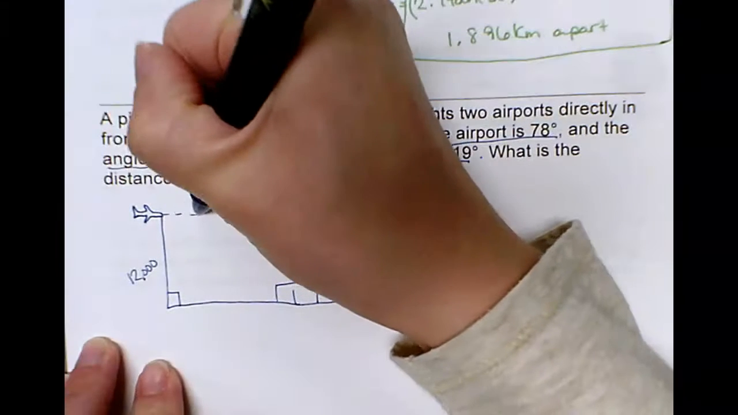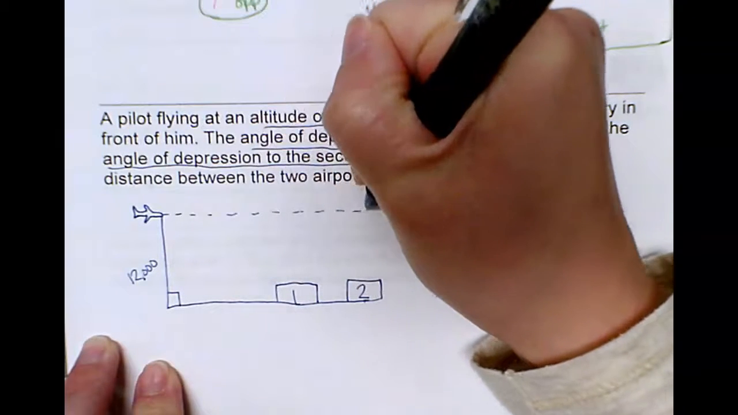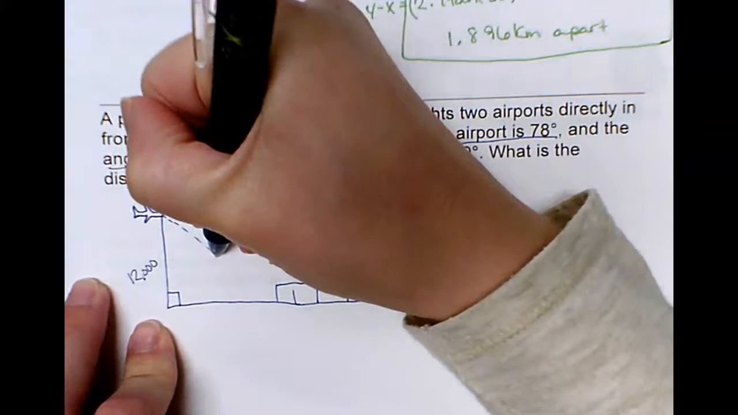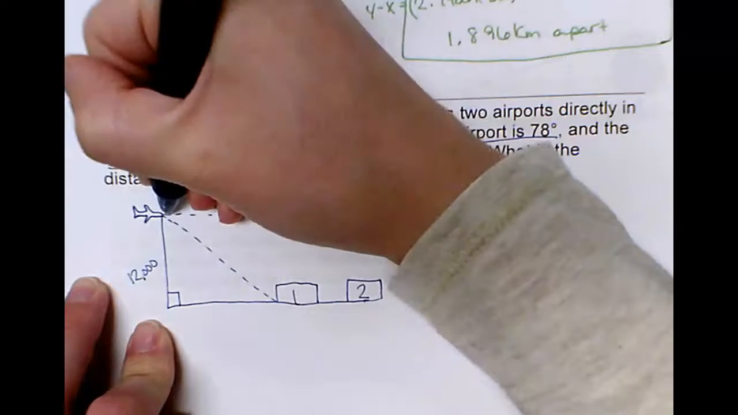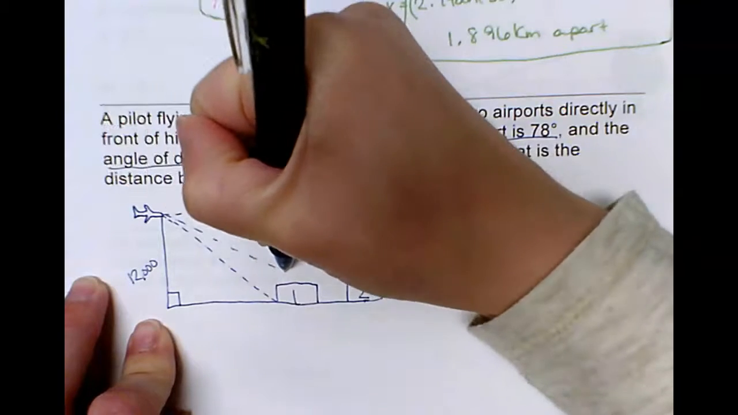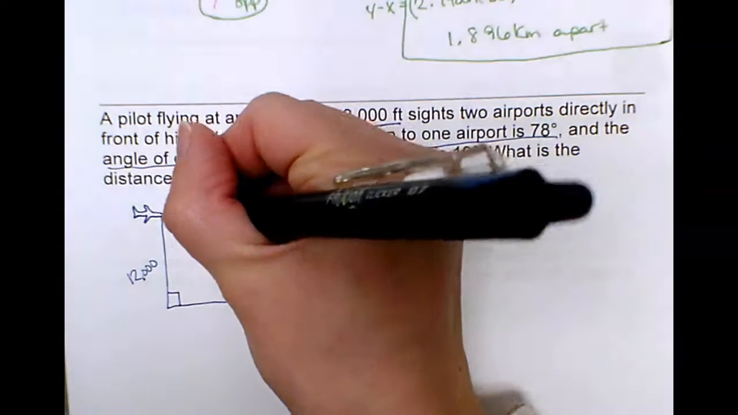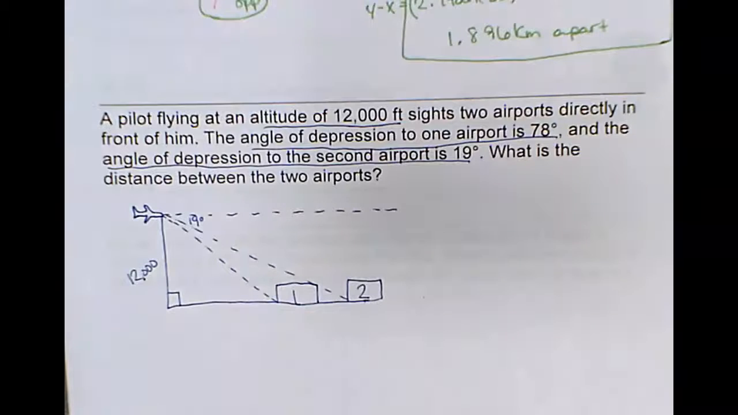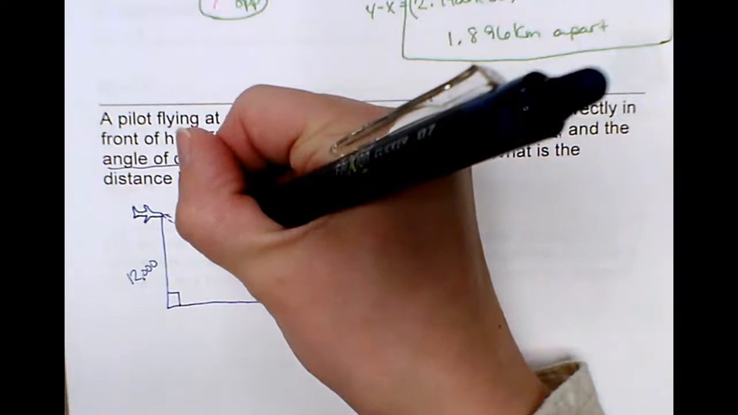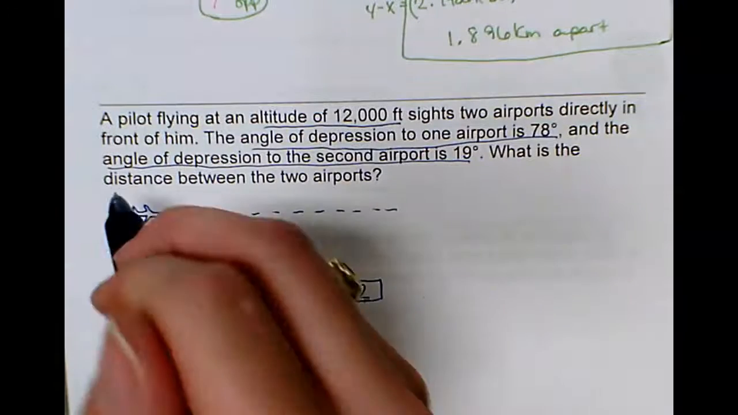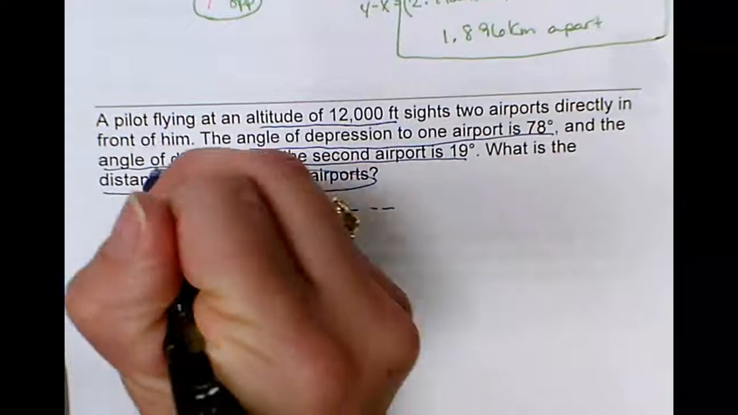So here's my horizontal line of sight. I have one line of sight going to the first airport and one line of sight going to the second airport. The smaller angle of depression is 19 degrees, so that's going to be right here, 19 degrees. The larger angle of depression is 78 degrees, so that's going to be the one that's a little bit bigger, 78 degrees. And again, I need to know the distance between the two airports.